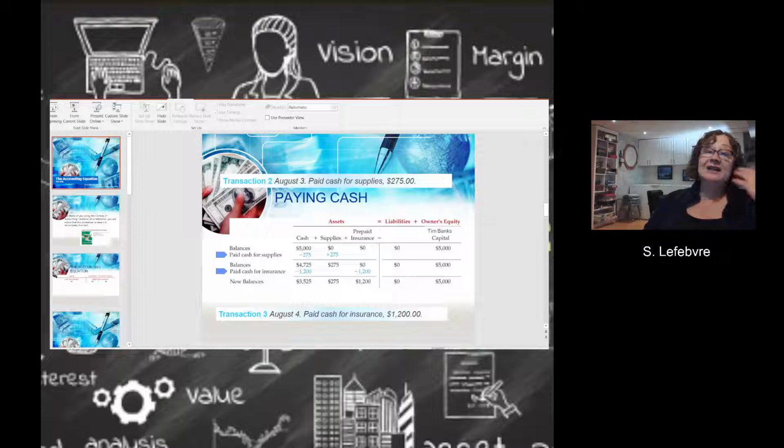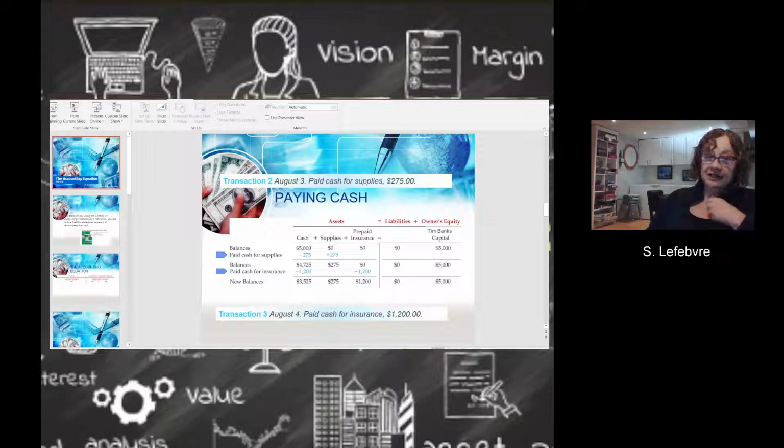So we see, because it's happening on the same side of our accounting equation, we have to have an increase and a decrease. By decreasing our cash and increasing our supplies, do our assets still balance? Are we still at 5,000 on the left-hand side for assets and 5,000 on the right-hand side for our liabilities and owner's equity? Yes, we are. So if it happens on the same side, then you're going to have an increase and a decrease.